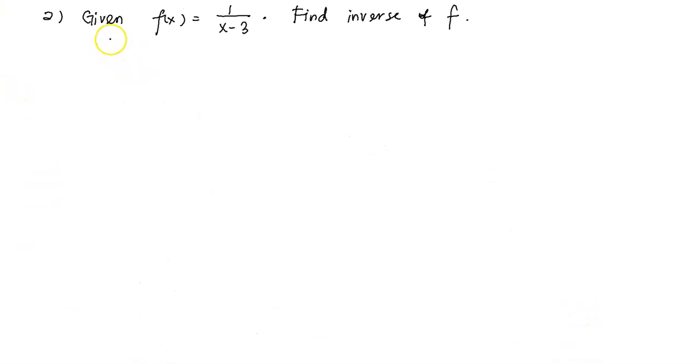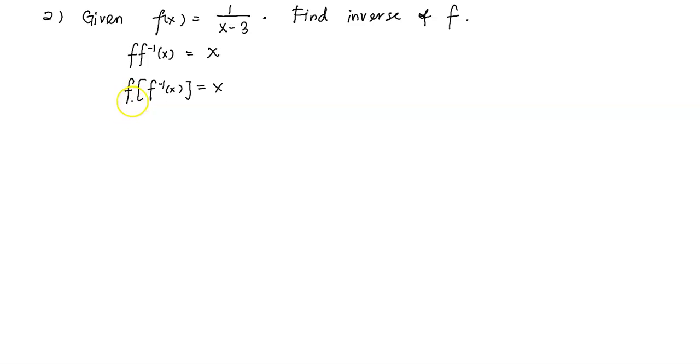Okay, so for question 2, given f(x) is 1 over x minus 3, we need to find the inverse of f. I'm using this property to find the inverse: f of f inverse of x is equal to x. So first of all, you will put a bracket for the f inverse. Now I'm going to find the f inverse. Actually, my objective is to find the f inverse.